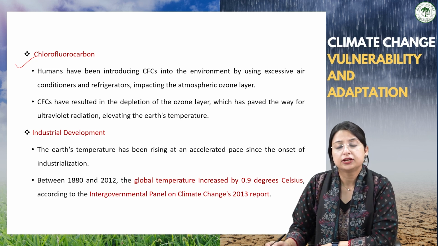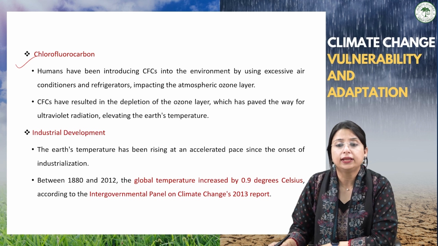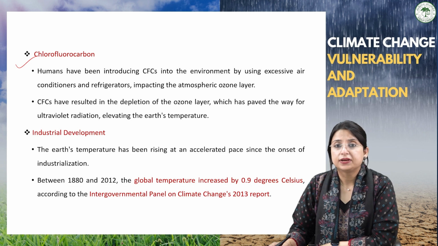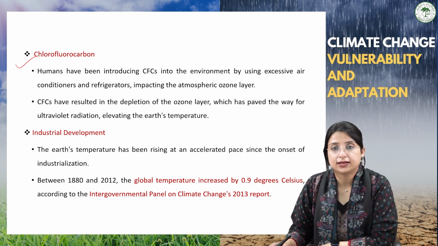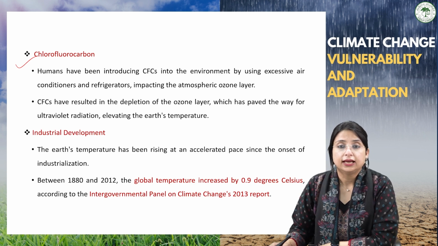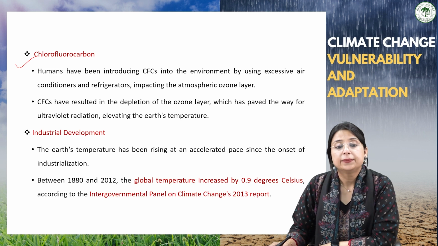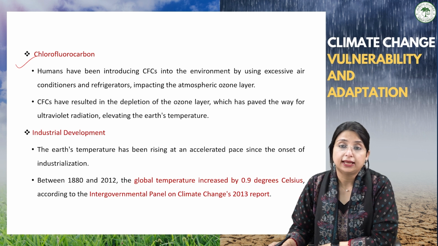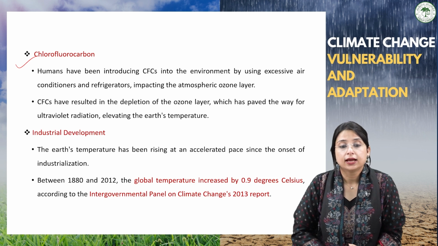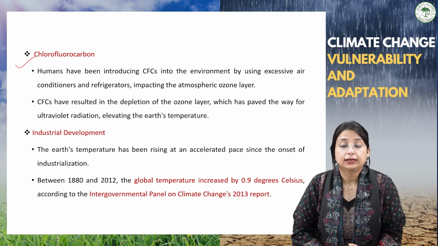Talking about industrial development, we know that the Earth's temperature has been rising at a very high rate since the onset of industrialization. If we compare the data of carbon dioxide in the atmosphere pre-industrialization and post-industrialization, then we can see there is an accelerated pace of increase in carbon dioxide in the atmosphere. Between 1880 and 2012, the global temperature increased by 0.9, and if we now talk about the present, it is around 1.1 degrees centigrade according to the Intergovernmental Panel on Climate Change.